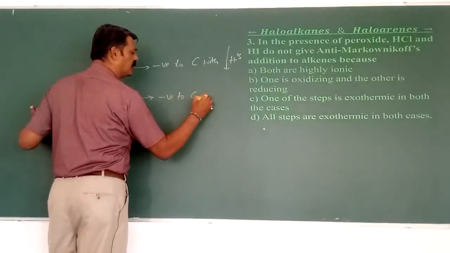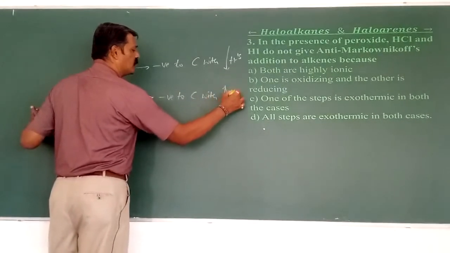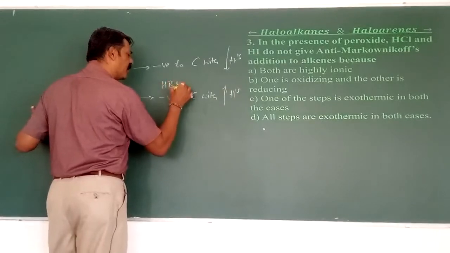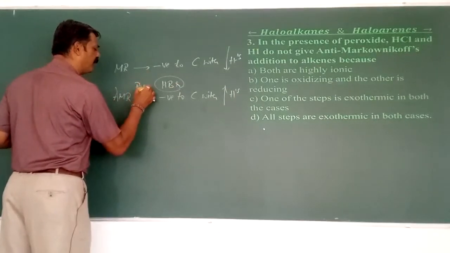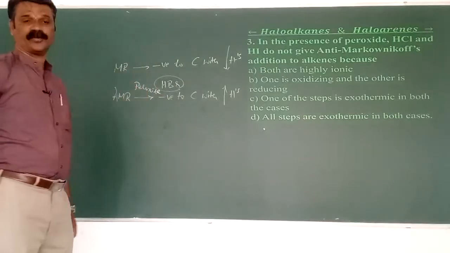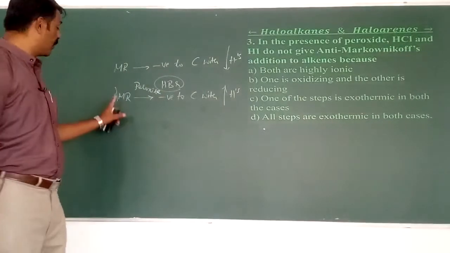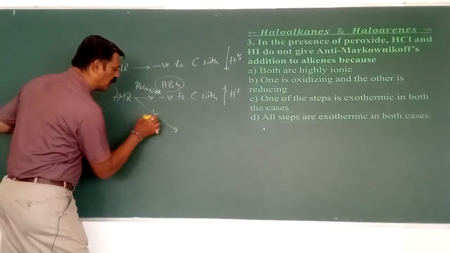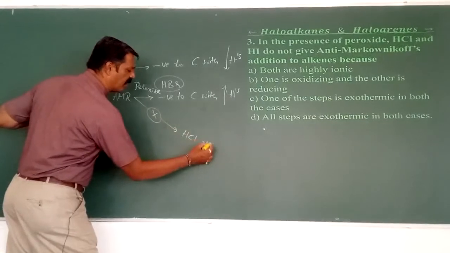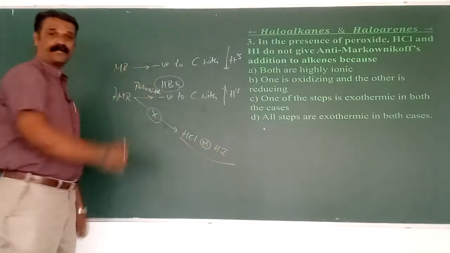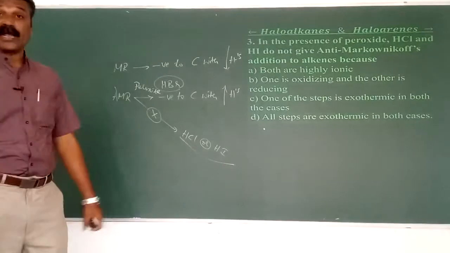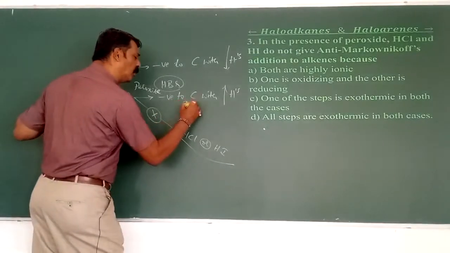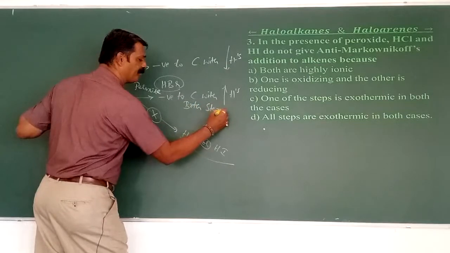What is the anti-Markovnikov rule? The negative part goes to the carbon with more number of hydrogens, if and only if it is HBr in presence of peroxide acting as a catalyst. It's called the peroxide effect, the Kharasch effect, or the anti-Markovnikov rule. But this is not applicable in case of either HCl or HI. Because if I study the mechanism, here both steps are exothermic.